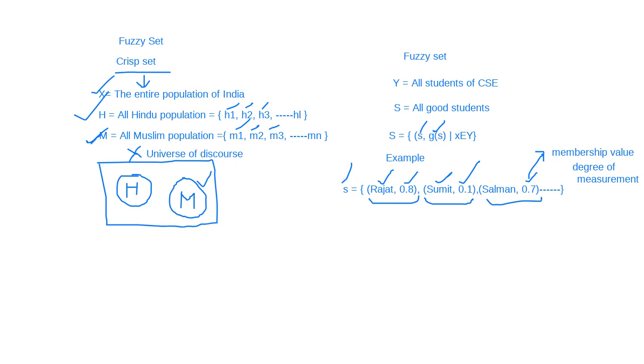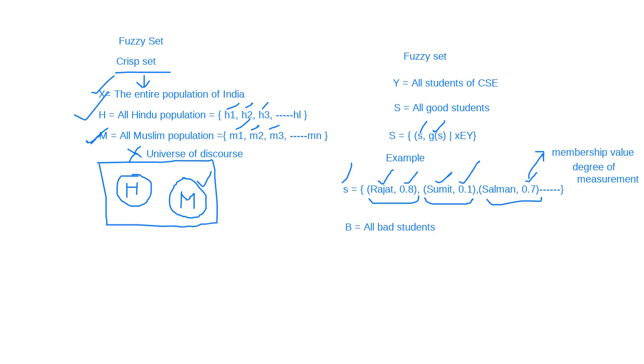But in the case of a fuzzy set, for example, take another subset, say B, which denotes bad students, all bad students, right?